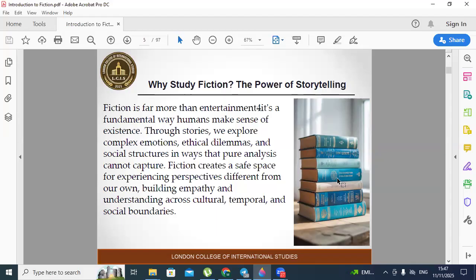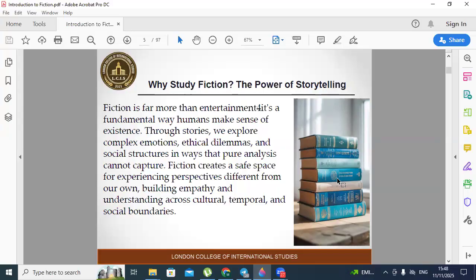Through stories, we explore complex emotions that resist simple description. We examine ethical dilemmas without real-world consequences. We understand social structures through character interactions rather than abstract theories. Fiction creates safe spaces for experiencing perspectives radically different from our own.